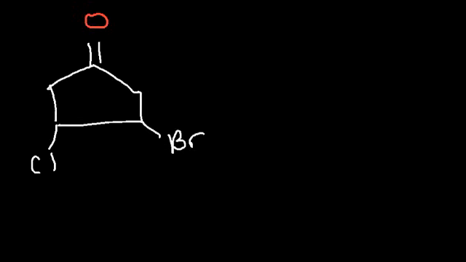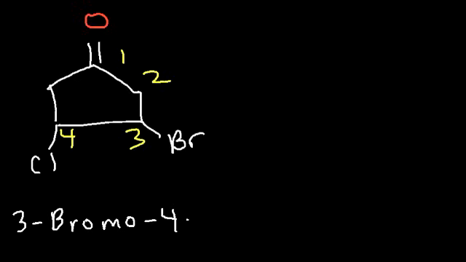However, B comes before C, so let's assign bromine number 3 and then Cl number 4. So it can not only be in alphabetical order, but an increase in order. So to name it, B comes before C, so it's going to be 3-bromo-4-chlorocyclopentanone.